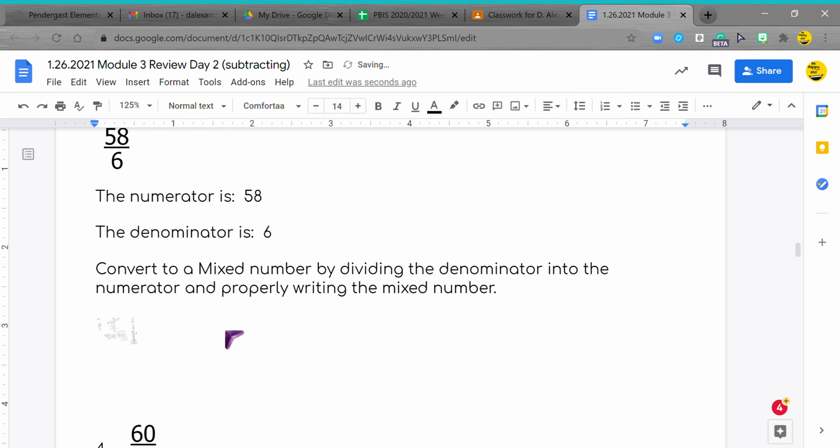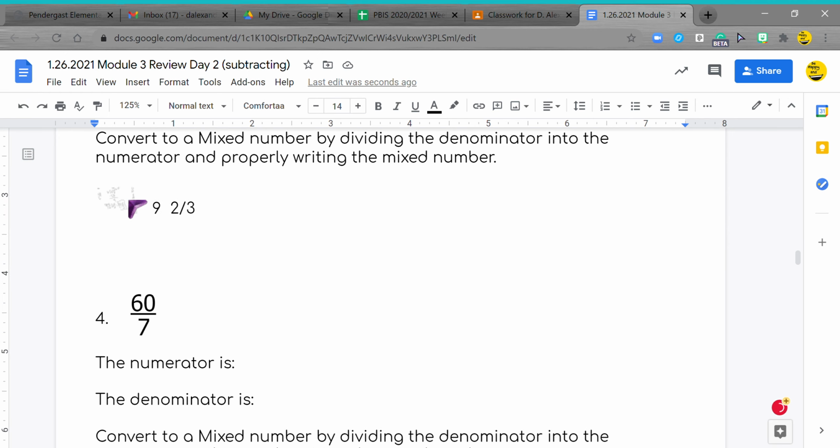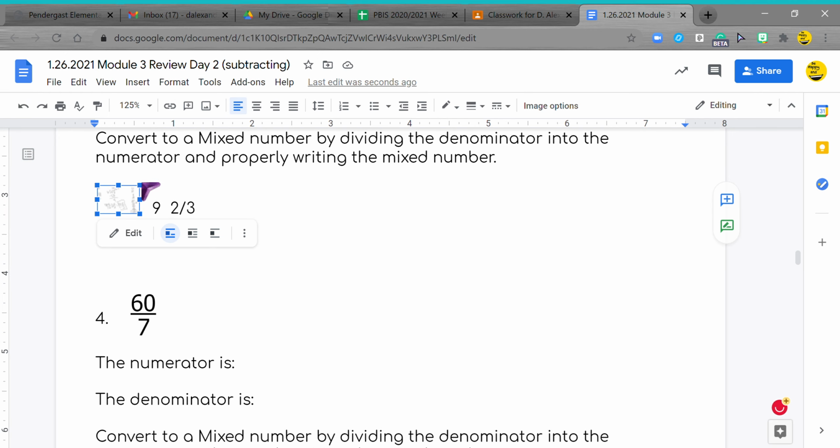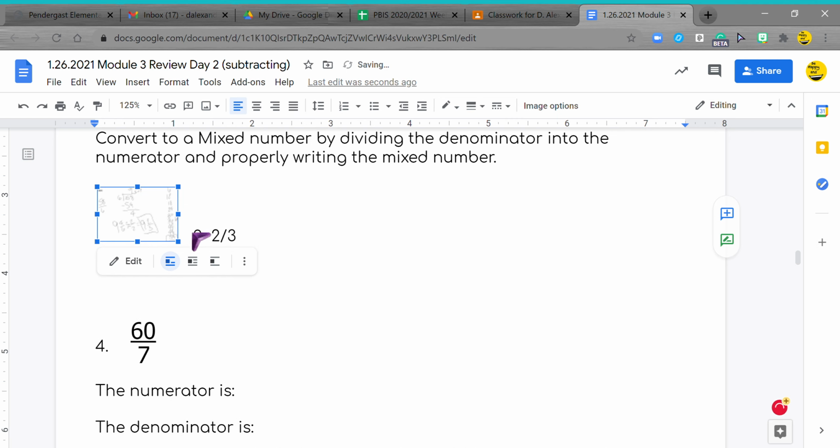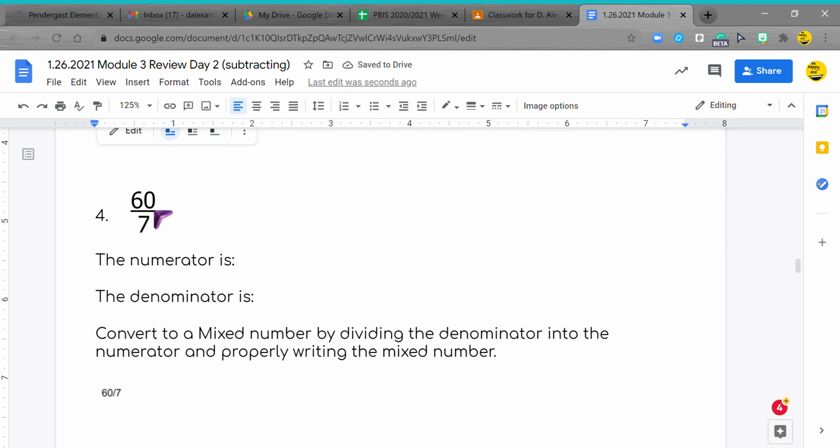And then right over here, I'm going to do 9. Oh, let's try that again. I'm going to do 9 2/3. Okay, here we go. If you need to make that a little bigger, you can. Okay, now we're going to go to 60 over 7.